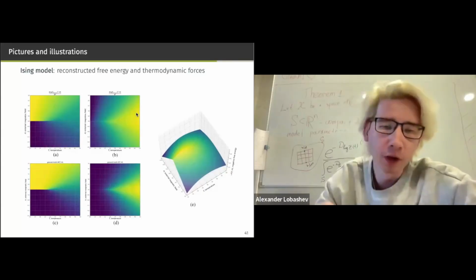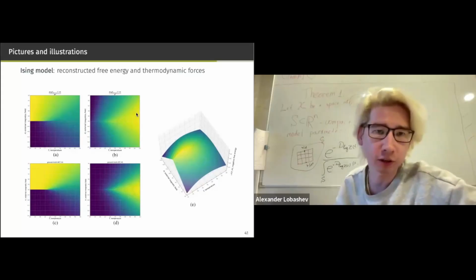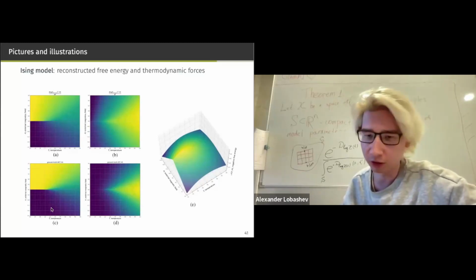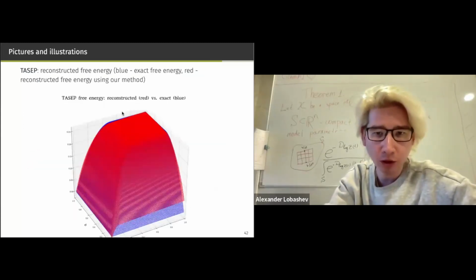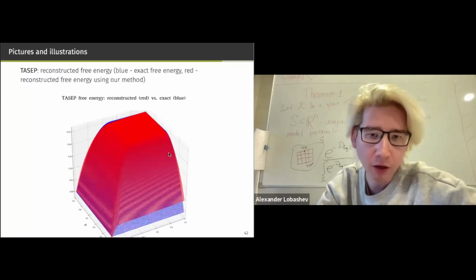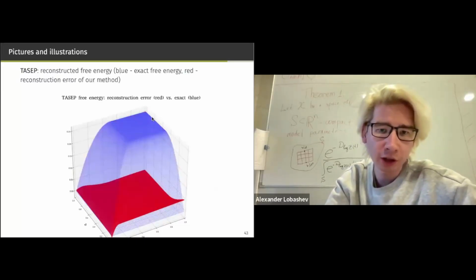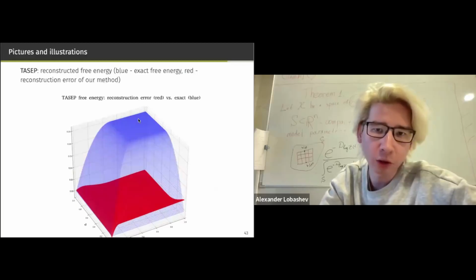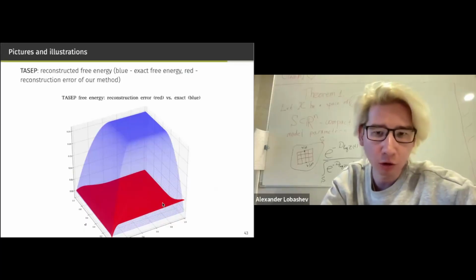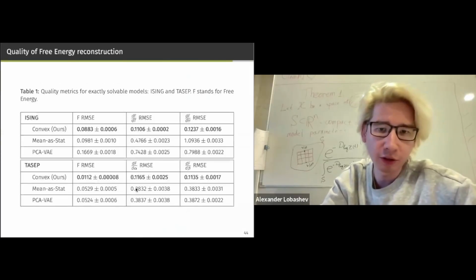So we see that these reconstructed fields are actually in quite good correspondence to these physical ground truth values. And the same is true for the TASEP model. So red is our approximation, blue is ground truth free energy, and here we can see more clearly the ground truth free energy, and the red part is our error of approximation. And we conclude that this is quite good.